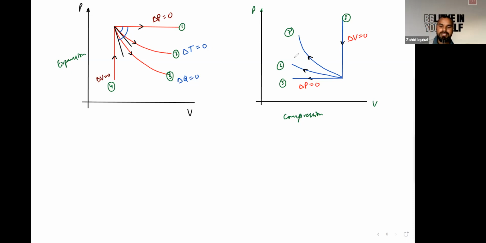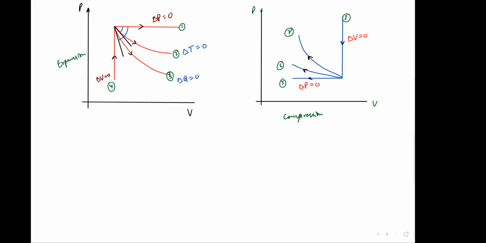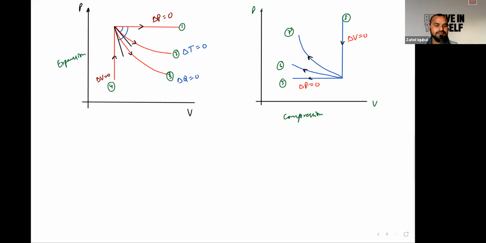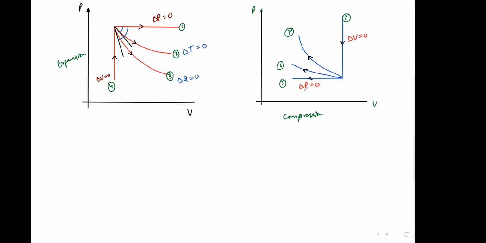Which one will be isothermal and which one will be adiabatic? Seventh one will be adiabatic. Just 1 minute.